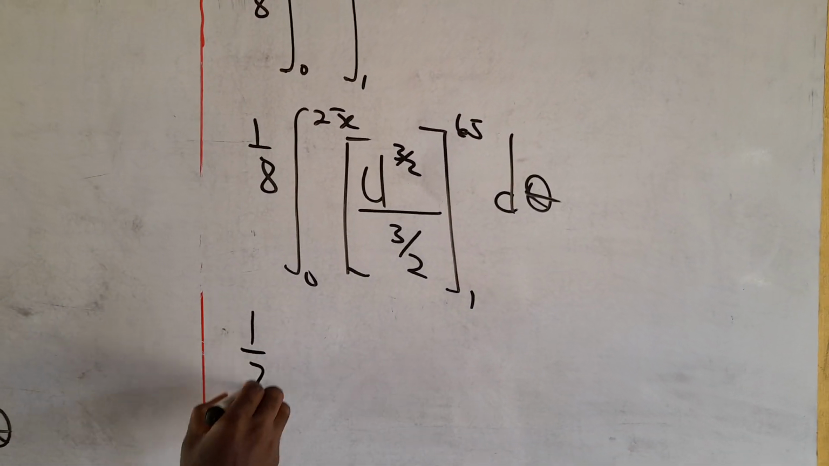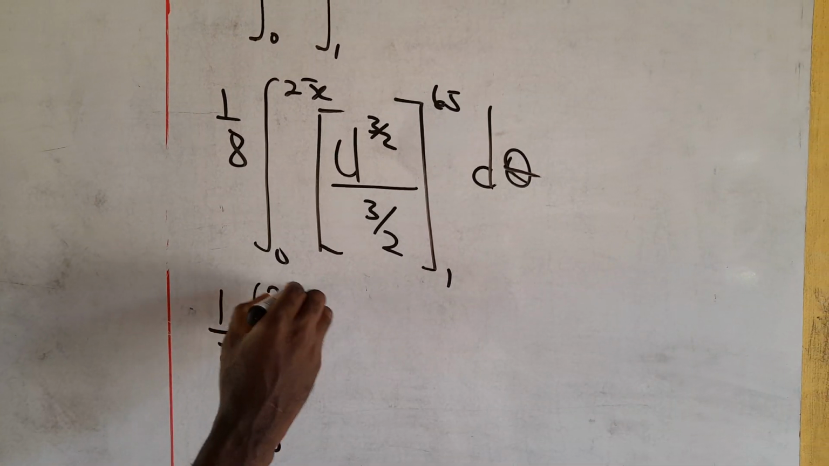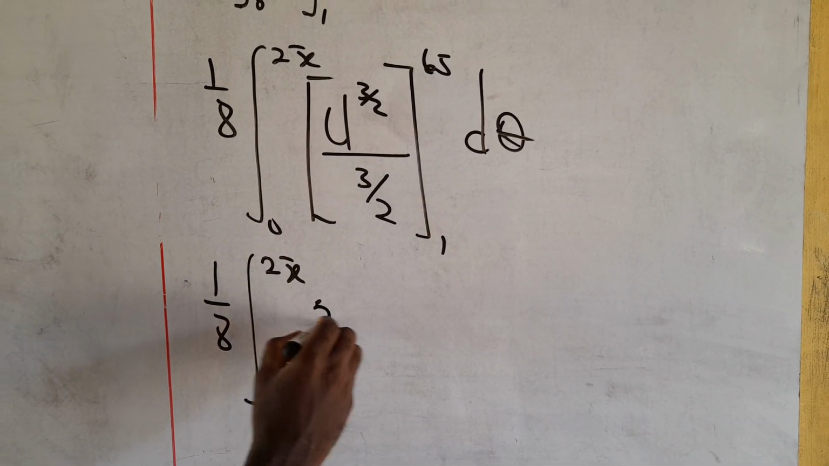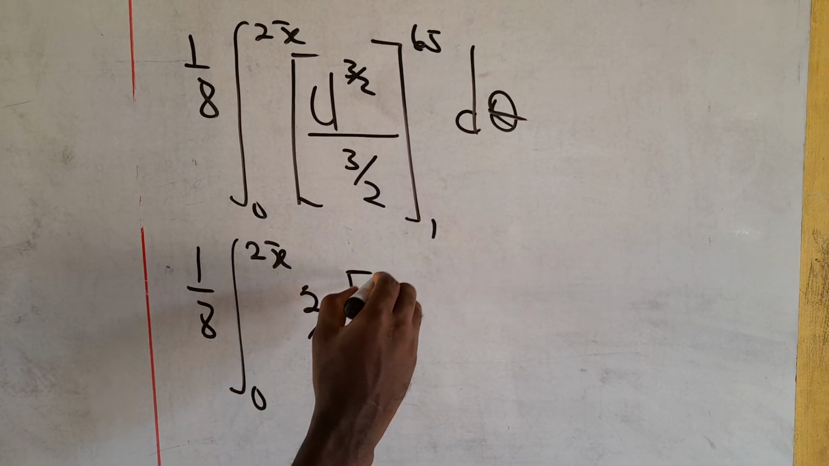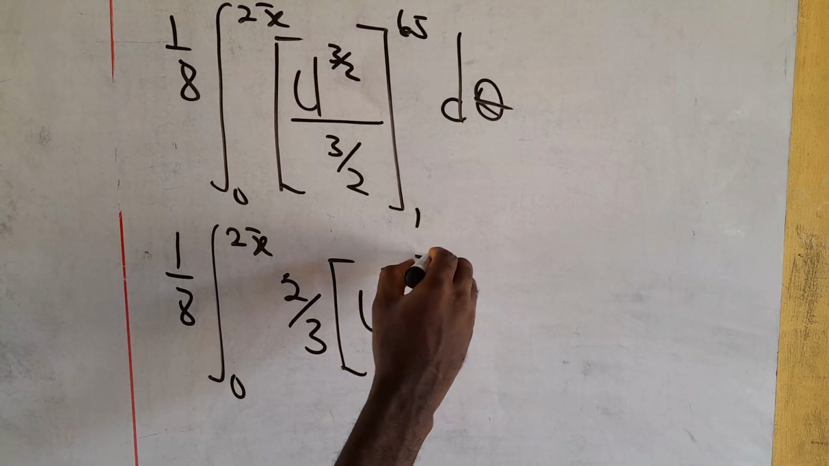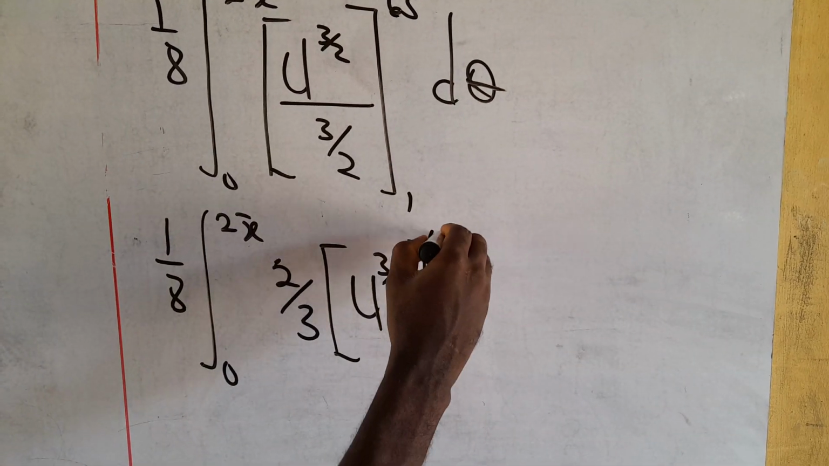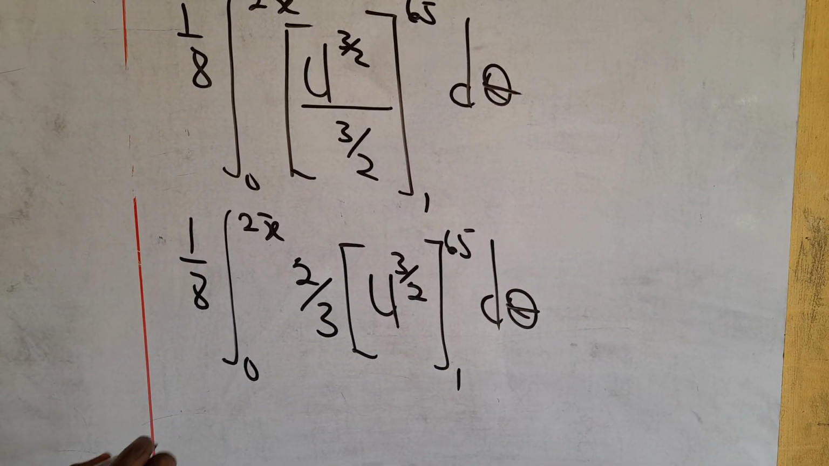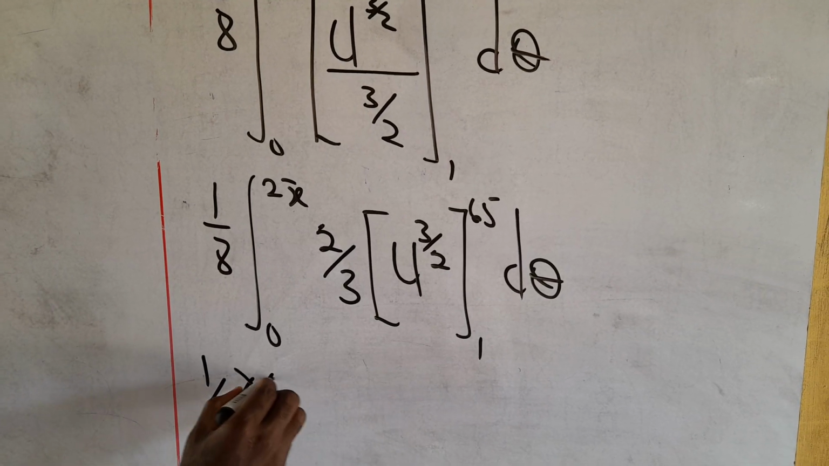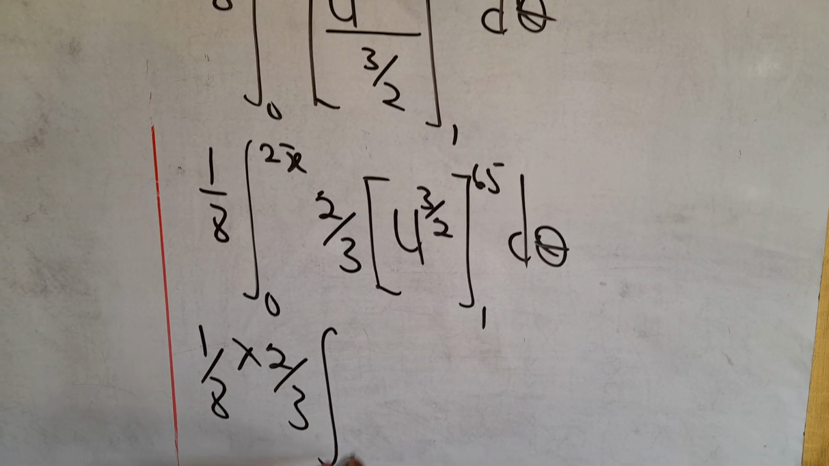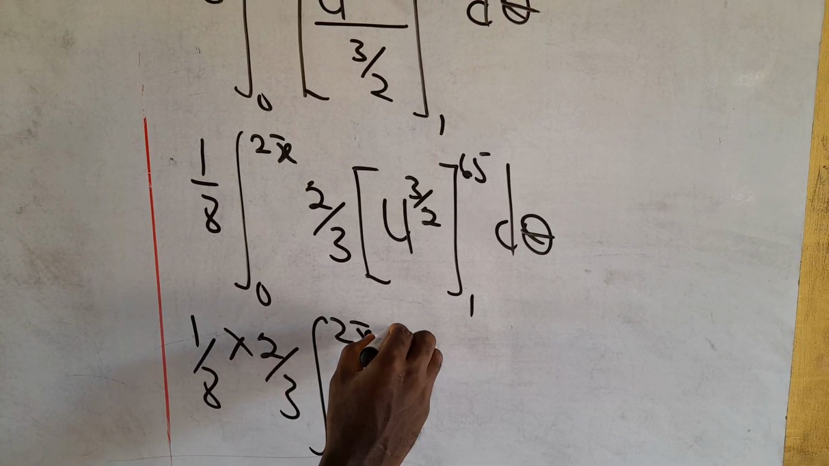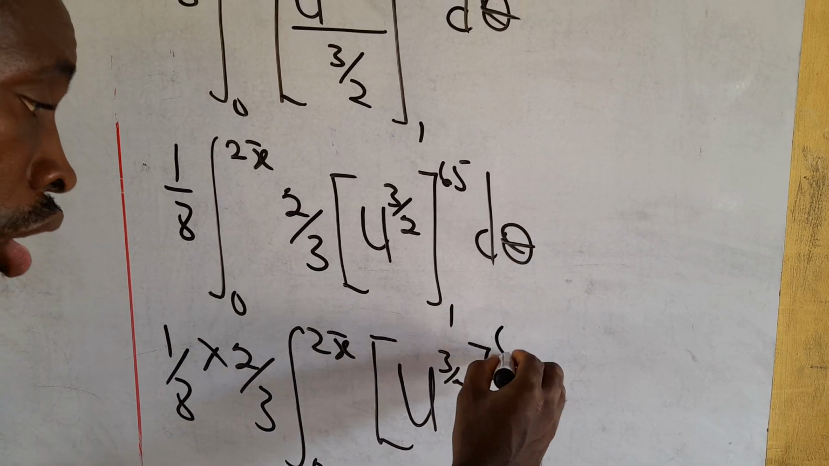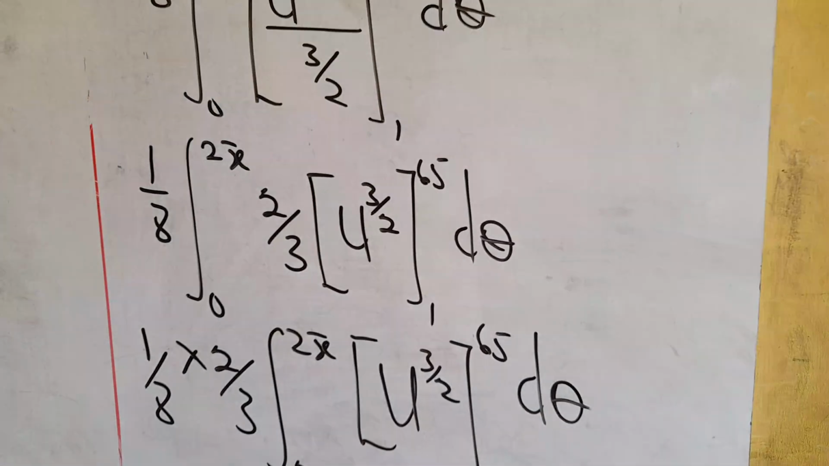So we can have 1 over 8 integral spanning from 0 to 2 pi, then this can be written as, we multiply, so we reciprocate, 2 over 3 u exponent 3 over 2 spanning from 1 to 65 d theta. Since this is a fraction, I can bring it out. I'll have 1 over 8 times 2 over 3 integral spanning from 0 to 2 pi of u exponent 3 over 2 from 1 to 65 d theta.